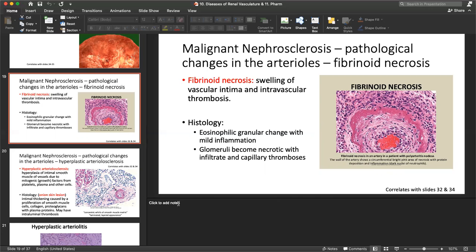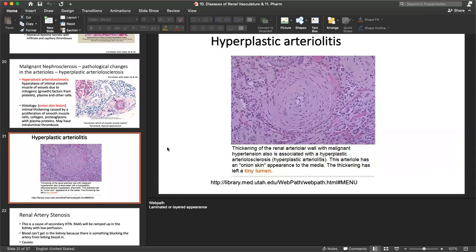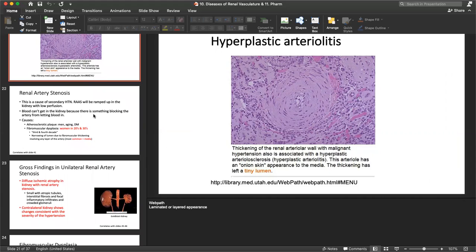So besides fibrinoid necrosis, we also need to know that there's going to be this onion skin lesion with our hyperplastic arteriolosclerosis, due to that hyperplasia of the intimal smooth muscle vessels. So know, fibrinoid necrosis with onion skinning goes with our malignant nephrosclerosis. Here's our hyperplastic arteriolosclerosis, and we've got that onion skin appearance again, and again they go with our malignant nephrosclerosis. These words are hard.